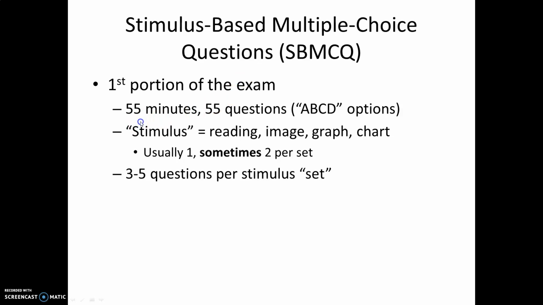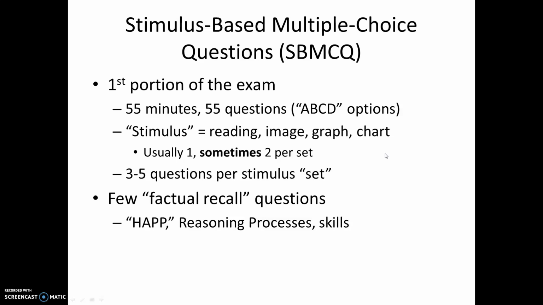You're going to get a total of 55 minutes to respond to 55 of these questions. And each question will have 4 options, A, B, C, D. Now, when we say stimulus, that would be a reading, an image, a graph, a chart. Any one of those things may count. And there's 3 to 5 questions per set. A lot of the time there's one stimulus, so you have one image, 3 questions based off of it. Sometimes there's maybe 2 paired readings, and you might have 4 questions based off the paired reading.